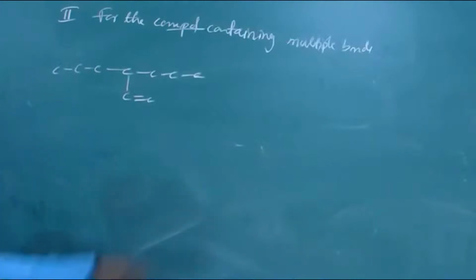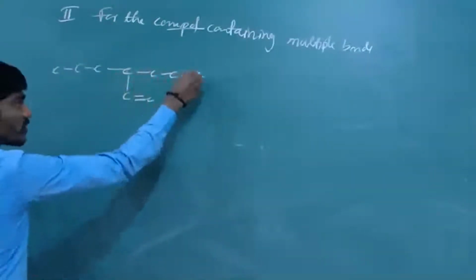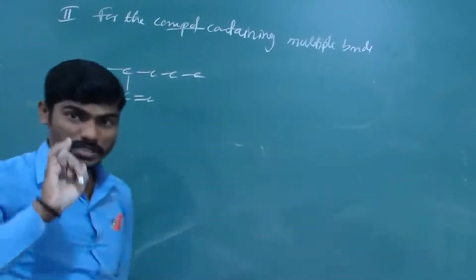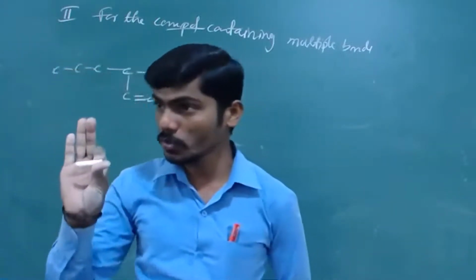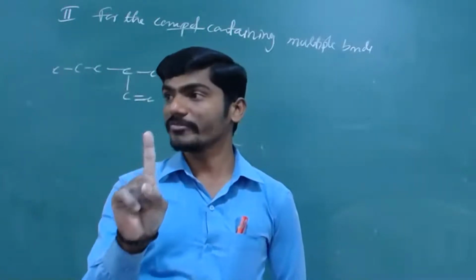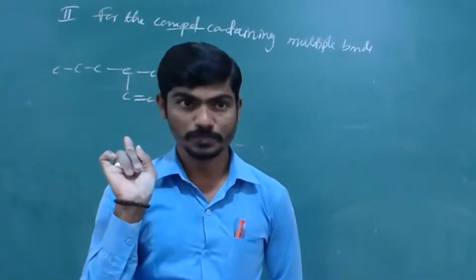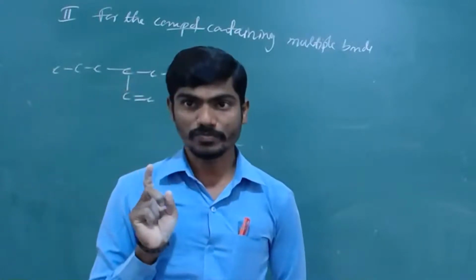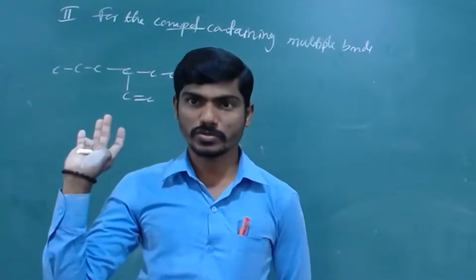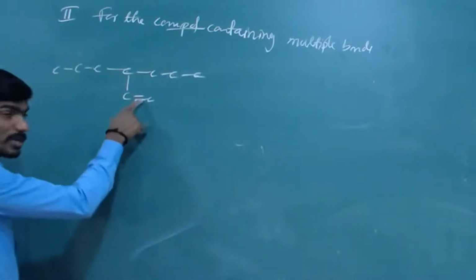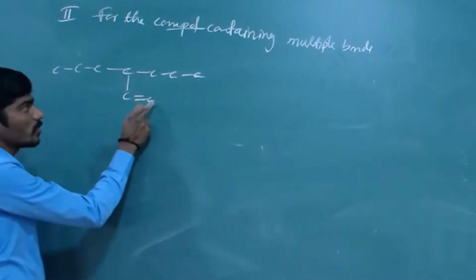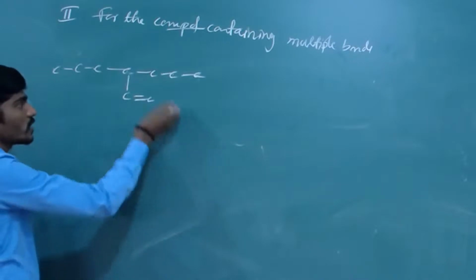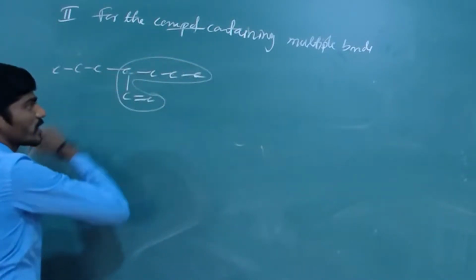Six or 7? 6, 1, 2, 3, 4, 5, 6, 7. But if a double bond, triple bond, or any functional group is present, the first preference you need to give is for the functional groups, and second for multiple bonds. That must be present in the parent chain, even though it may or may not be the longest. So including this double bond, we need to select. So this is the parent chain.